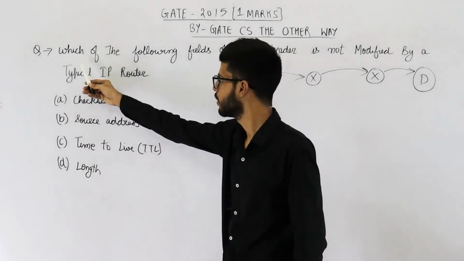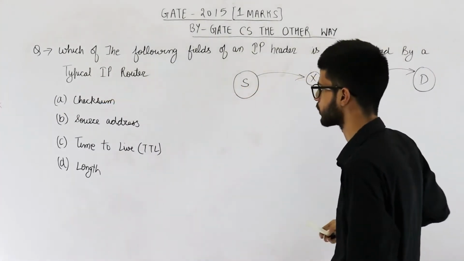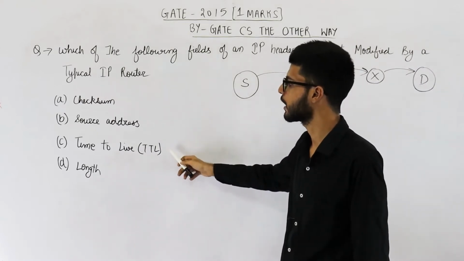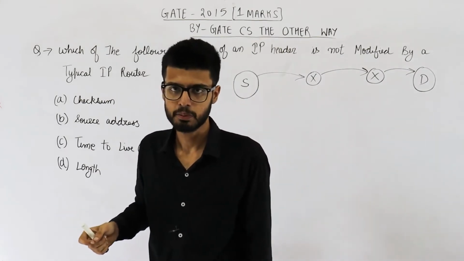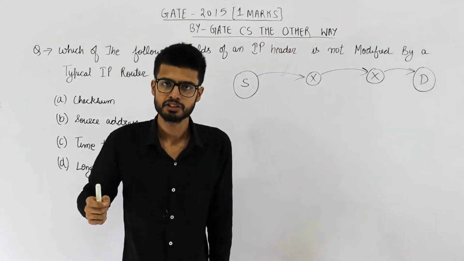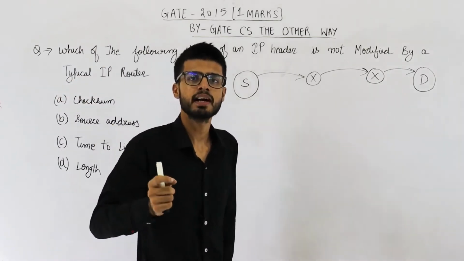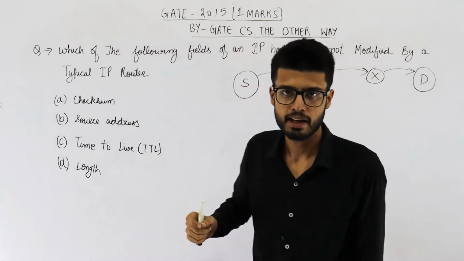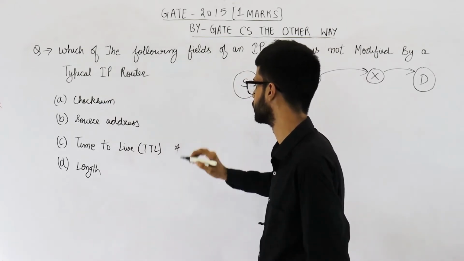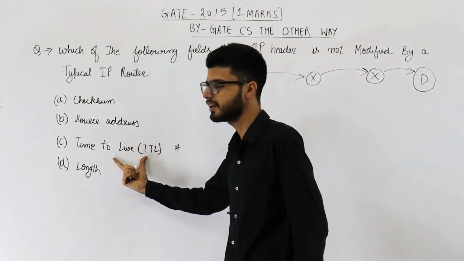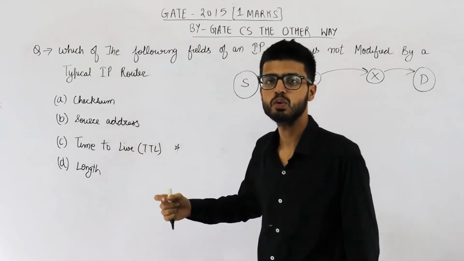Have a look. They are asking which of the following fields of an IP header is not modified by a typical IP router: checksum, source address, time to live or length. Whenever any router receives some incoming IP packet, it will analyze the destination IP address of the packet. Based on its own routing table, it will be decided on which interface this packet has to be forwarded. But just before forwarding that packet, a few changes will be made. There will be a field called TTL in the header of that IP packet. The value of TTL will be reduced by 1.